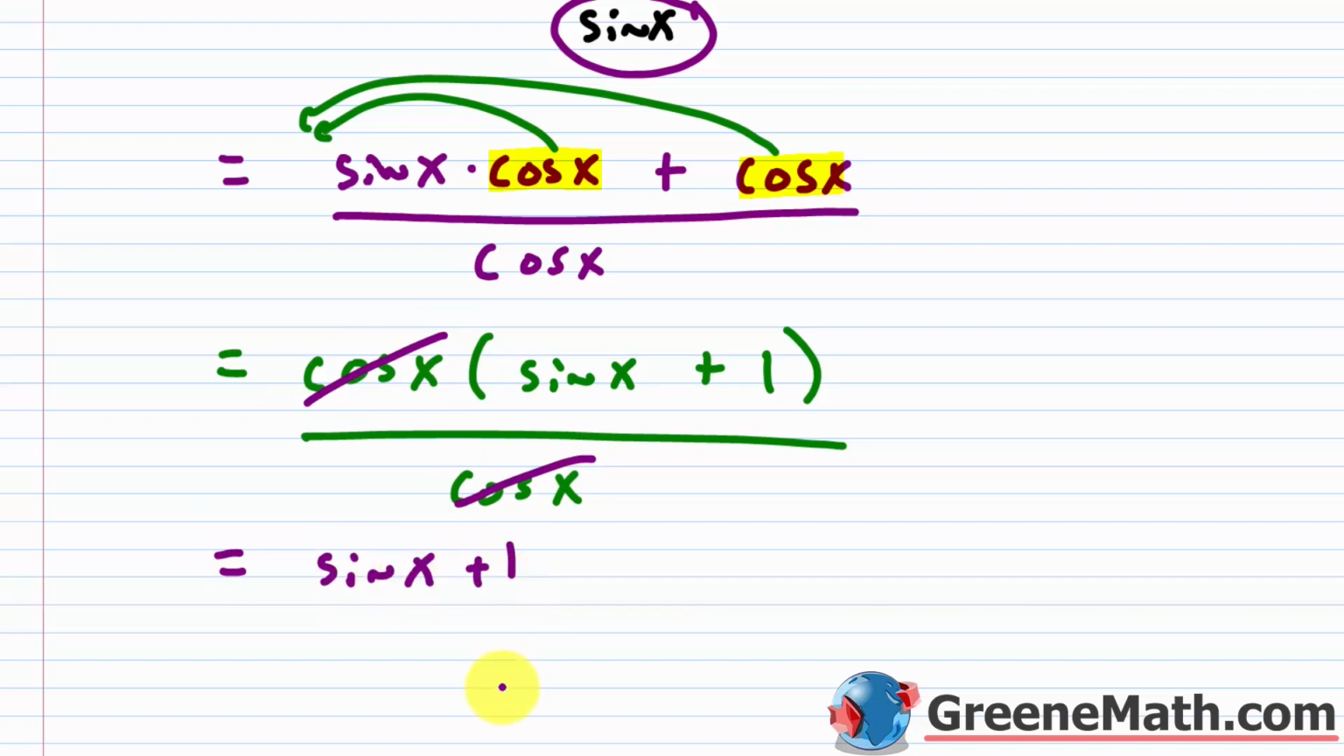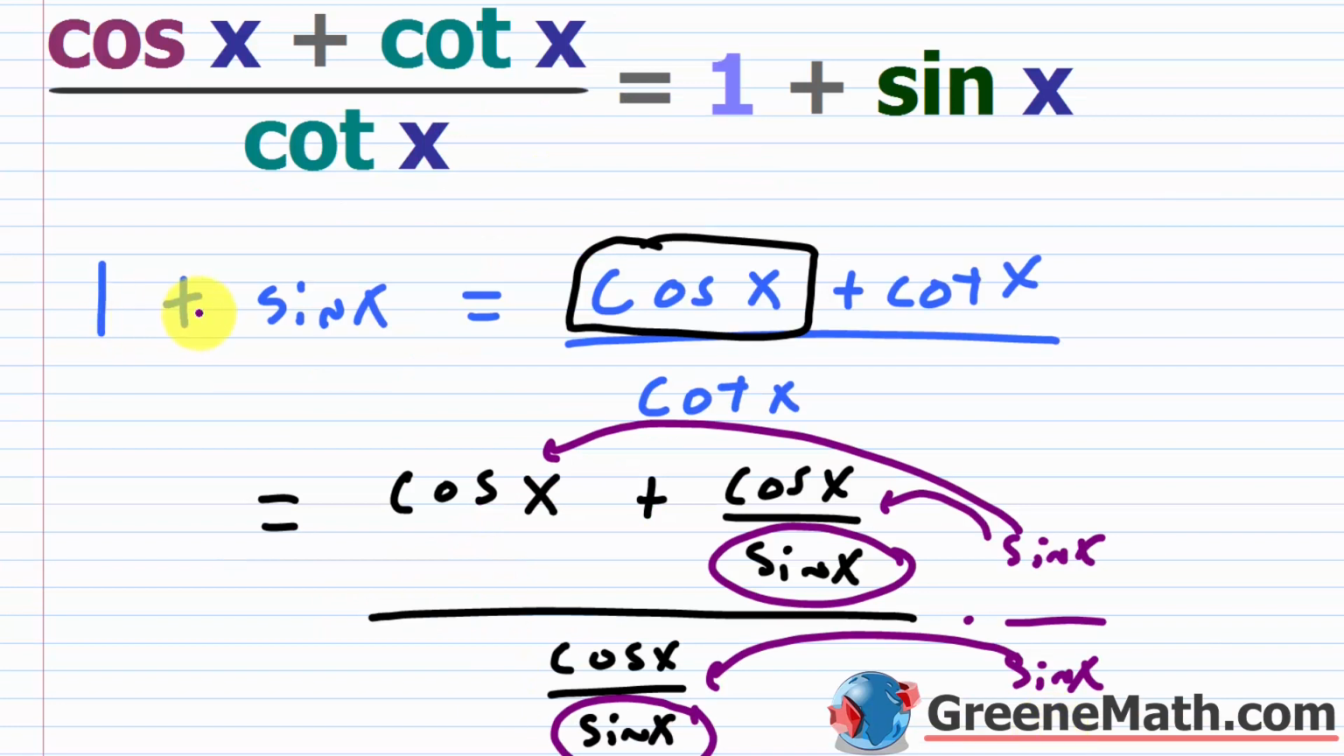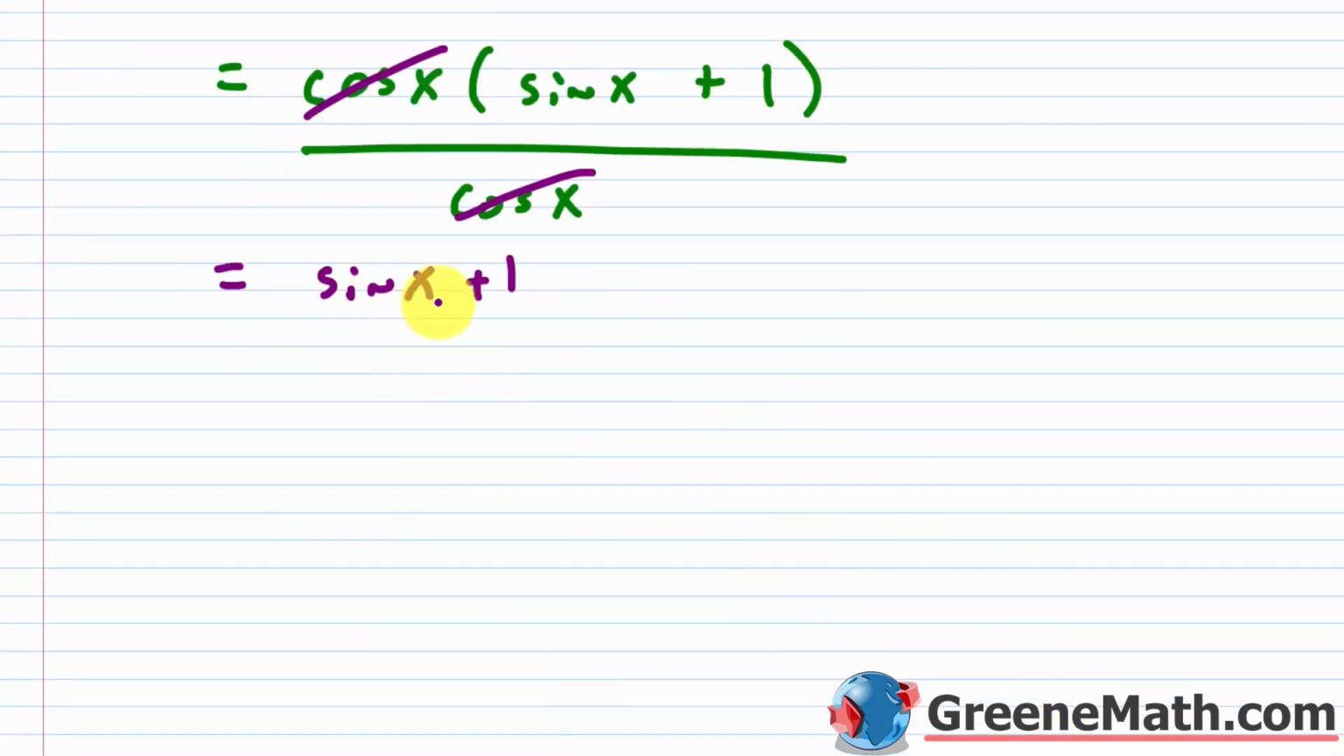If we go all the way back up, we see here that we have 1 plus sine of x. And here we have sine of x plus 1, right? So I could write this as 1 plus sine of x, okay? And then I'm just going to put a big check mark here to show that this right side now matches the left side, okay?